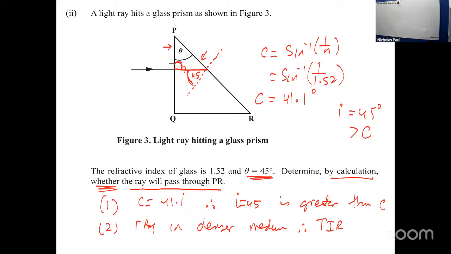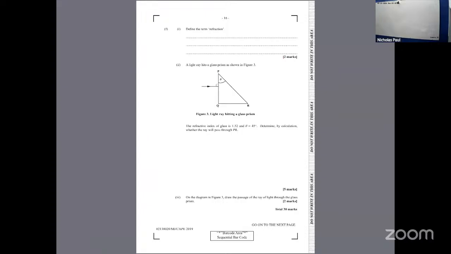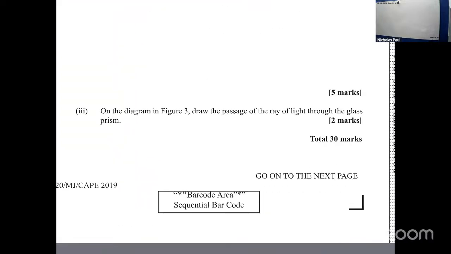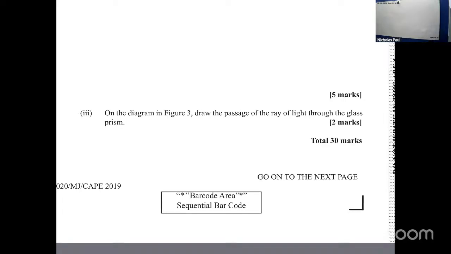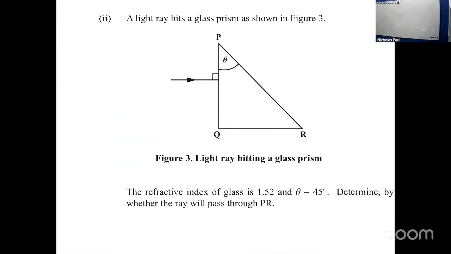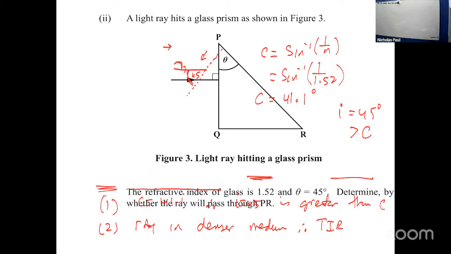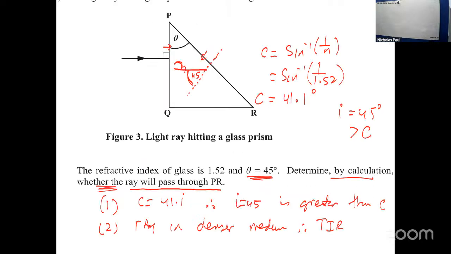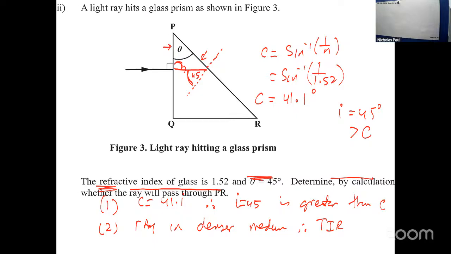Right, next part. Sorry. Next part. On the diagram, draw the passage of the ray. Somebody used the wrong word there. Reflected, right? At the same angle of incidence, right? Straight up. So it will go all the way down. Right. So the ray bends through 90 degrees, right?